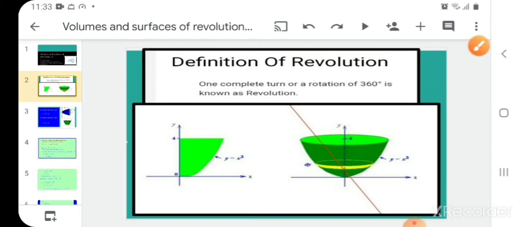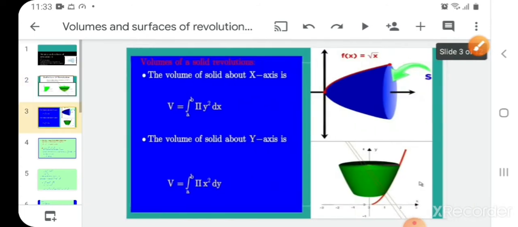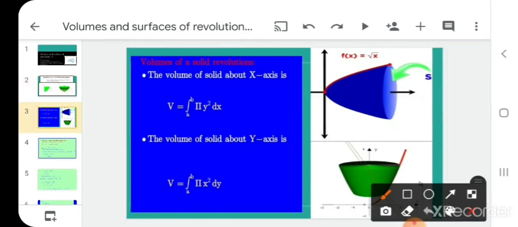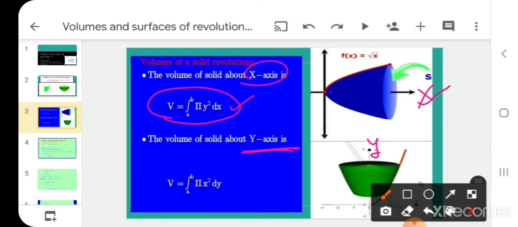For finding the volume of these solid shapes, we have two types of problems. If the curve rotates about the x-axis, which formula do we use? V equals integral a to b pi y square dx. And the second one is if the curve rotates about the y-axis. First one is x-axis, second one is y-axis. Which formula do we use? Similar: V equals integral a to b pi x square dy. If it rotates about the x-axis, we use pi y square dx. Here we write pi x square dy.